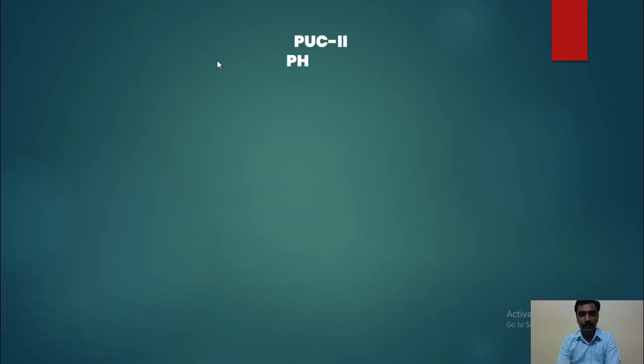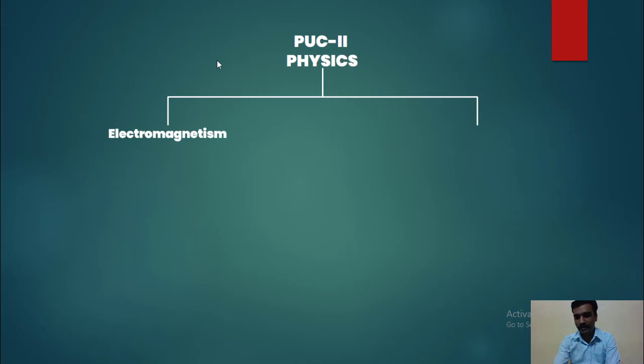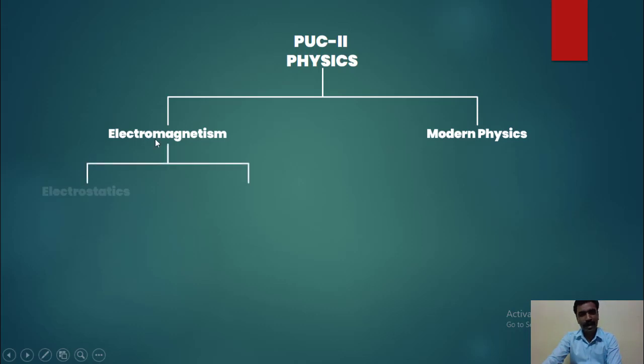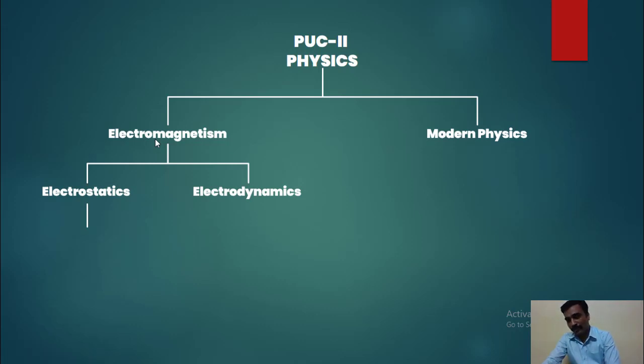divided into two sections. Which syllabus? PUC second year physics syllabus. These are the two sections, electromagnetism and modern physics. In electromagnetism, further two sections are there. One is electrostatics and another is electrodynamics. In modern physics, there are different sections, but right now we are not going to go deep into that. So just ignore modern physics for this moment.